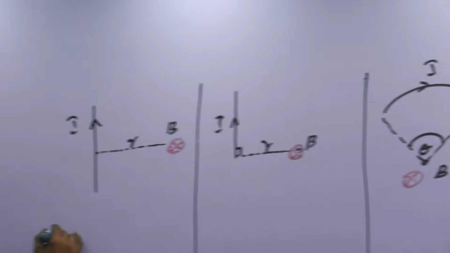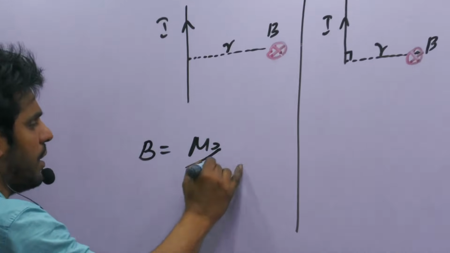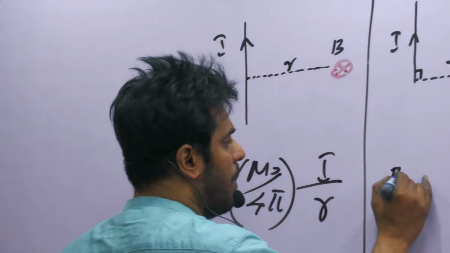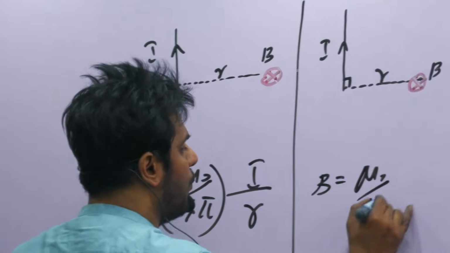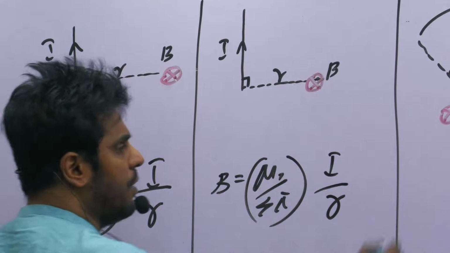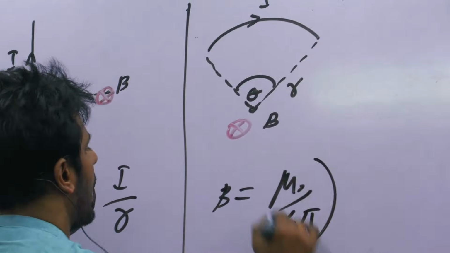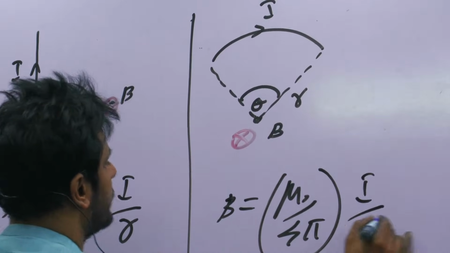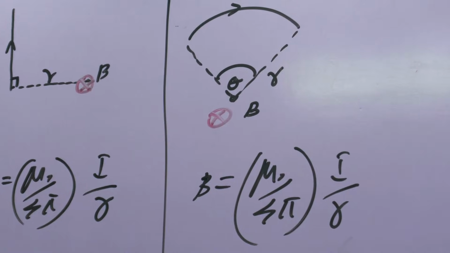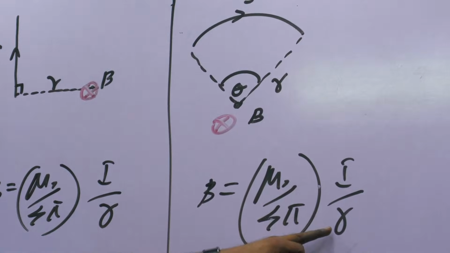So in all equations, mu naught divided by 4 pi, I divided by r should be here. Mu naught divided by 4 pi, I divided by r should be here, and here as well. It is very easy to understand and keep in your memory. Always magnetic field is generated by current, and it is inversely proportional to R.